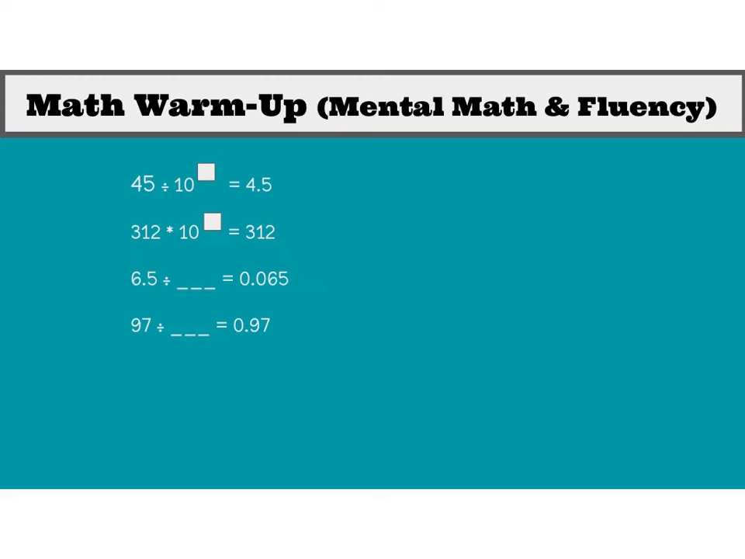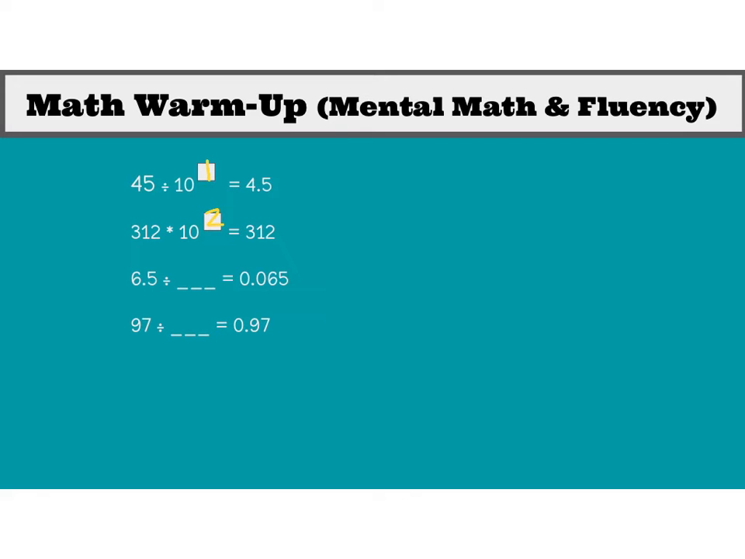So if we take a look at our first problem, we have 45 divided by 10 to the something power equals 4 5/10. And the correct answer there would be 10 to the first power. Our second problem, we have 312 times 10 to the something power equals 312. And our exponent in that one would be 2.